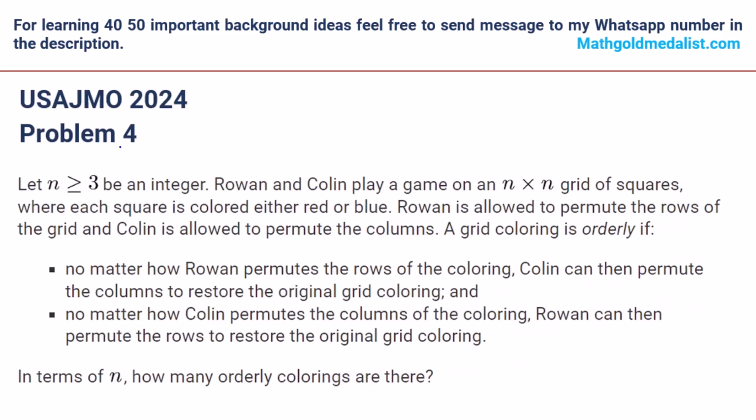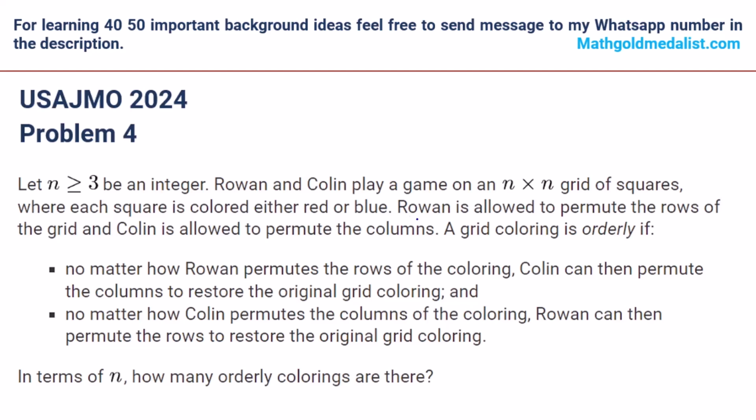JMO 2024 problem 4. Let n greater than or equal to 3 be an integer. Rowan and Colin play a game on an n by n grid of squares where each square is colored either red or blue. Rowan is allowed to permute the rows of the grid and Colin is allowed to permute the columns. A grid coloring is orderly if, no matter how Rowan permutes the rows of the coloring, Colin can then permute the columns to restore the original grid coloring.